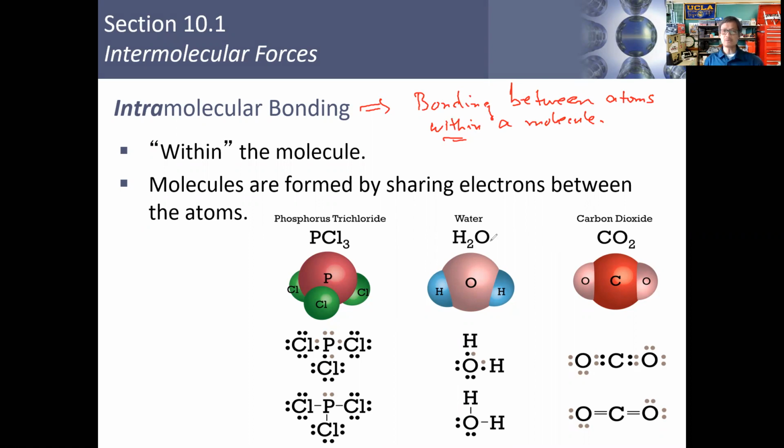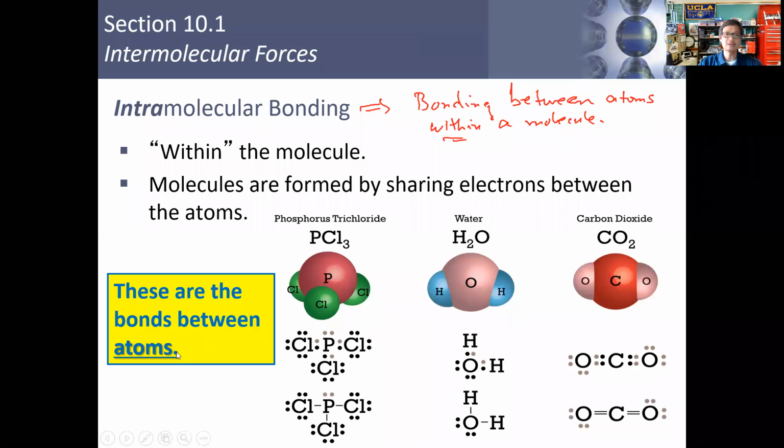And so if you take a look at each one of these molecules here, the intramolecular interaction is the bonding. We have a single bond here between the hydrogen and the oxygen. We have a double bond here between the carbon and the oxygen. We have a single bond here between the phosphorus and the chlorine. So these single, double, and triple bonds are the intramolecular interactions. Okay? And that's what holds the molecule together. That's what connects all the atoms in a single molecule. Okay, and we can remember this by remembering that when we talk about intramolecular interactions, we are dealing with the bonds between atoms.